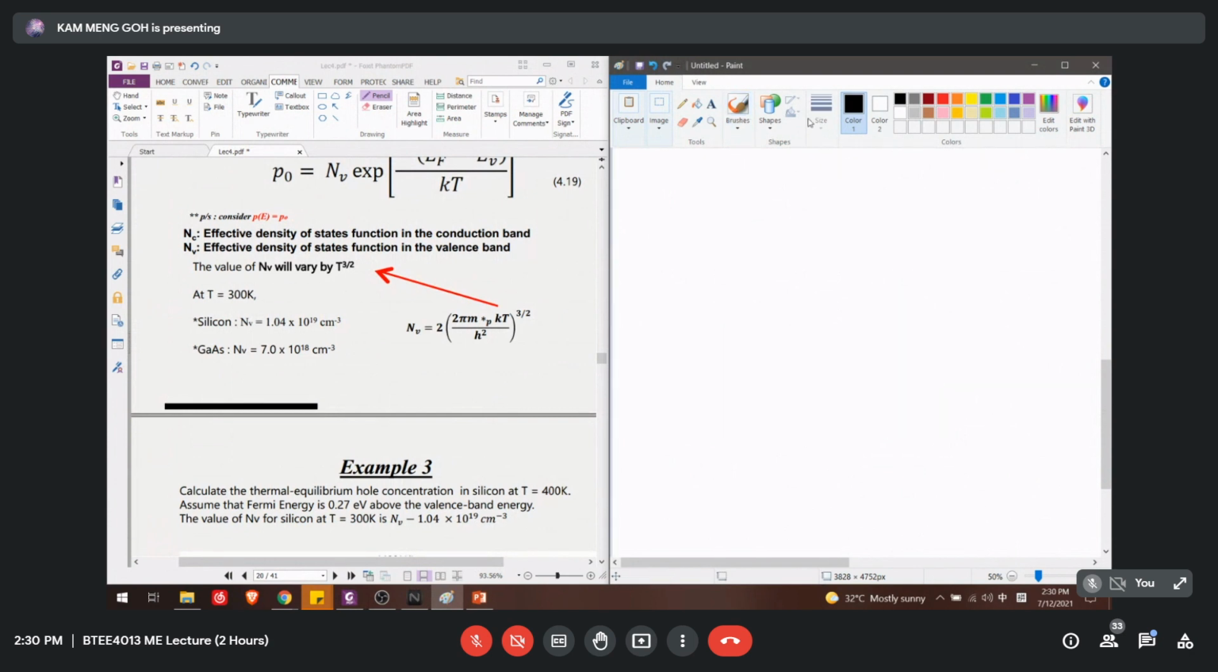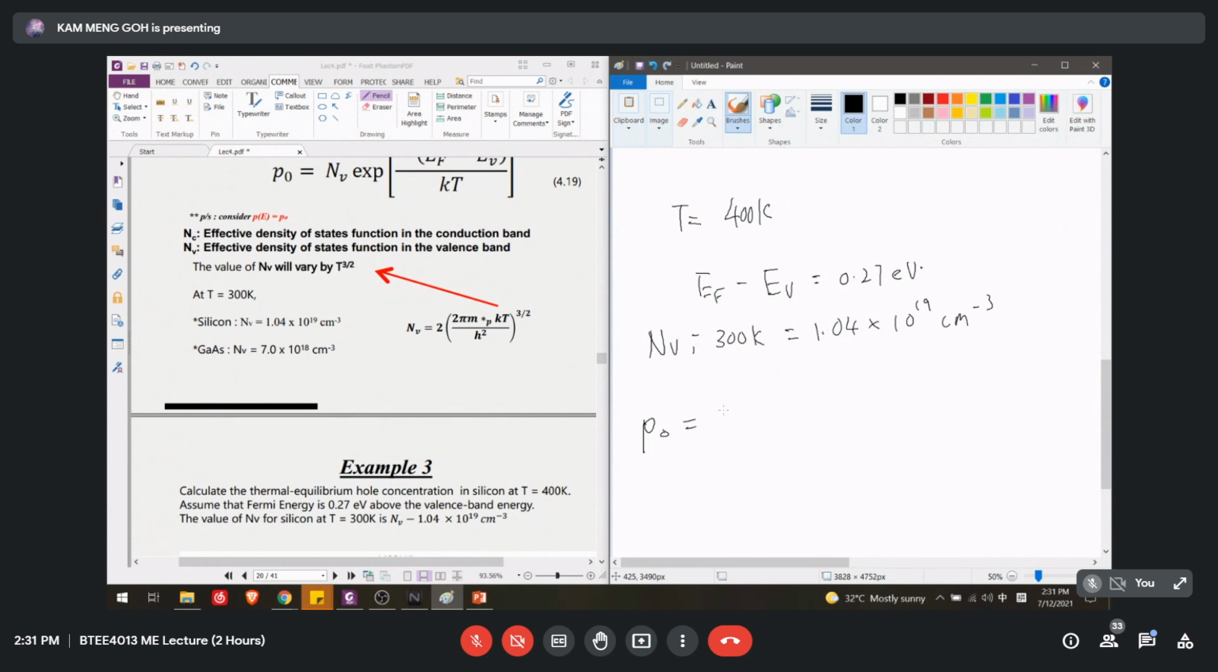Calculate the thermal equilibrium hole concentration at T equals to 400K. Assume that the Fermi energy level is 0.27 above the valence band. EF minus EV equals to 0.27 eV. The value for the NV at 300K is equals to 1.04 times 10 to the power of 19 cm to the power of negative 3. Then you are going to calculate the P0, thermal equilibrium hole concentration.